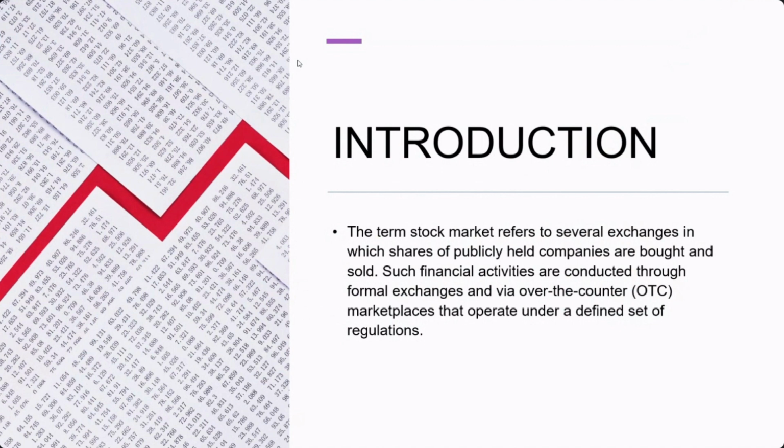For example, if a common person wants to buy a share from the Apple company, they will not be buying it directly from the Apple company. In that case, Apple, the company, will not be involved with people in order to buy or sell stocks. So, this is called a secondary market. The market where shares or stocks are sold is called a secondary market, and the primary market is the market where the buying and selling of shares or stocks is done by the company itself. Such financial activities are conducted through formal exchanges and via over the counter marketplaces.